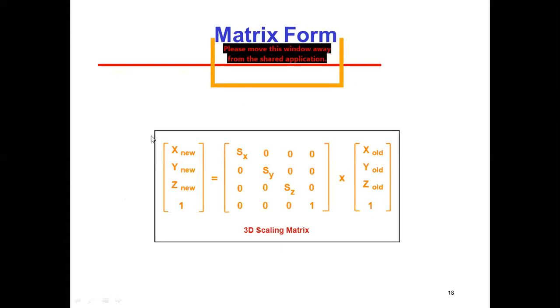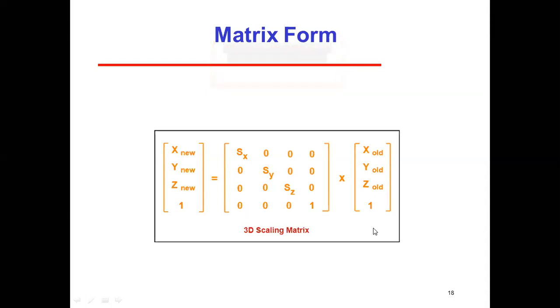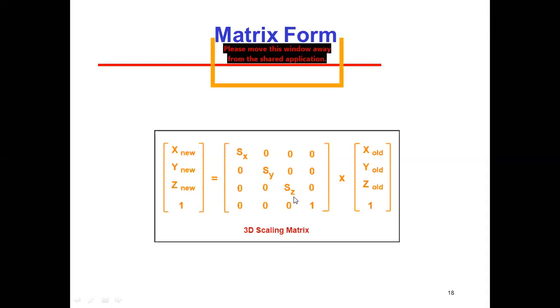Here for the 2D and for 3D, we will use a 4 by 4 matrix. So again the same story: [x new, y new, z new, 1] equals [x old, y old, z old, 1] times the matrix with sx, sy, sz on the diagonal and 1 in the last position, zeros elsewhere. So this is the matrix form, the 3D scaling matrix. Sx, Sy, Sz are the scaling factors along the x-axis, y-axis, z-axis.